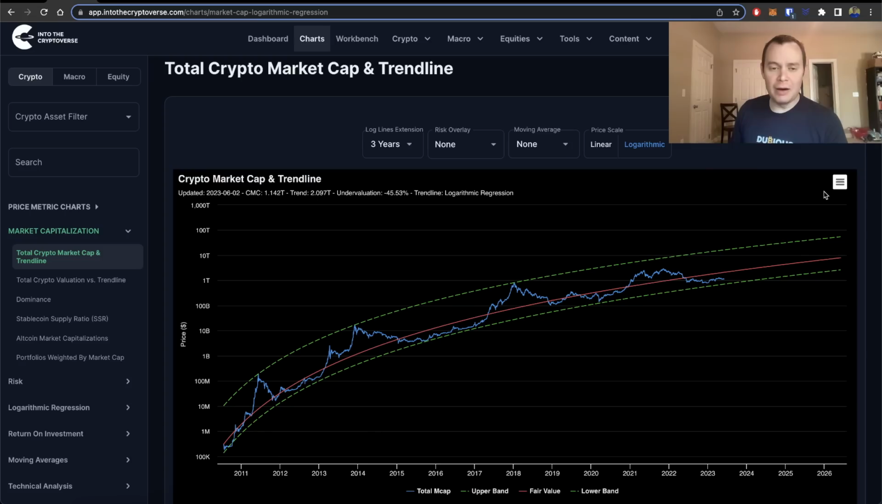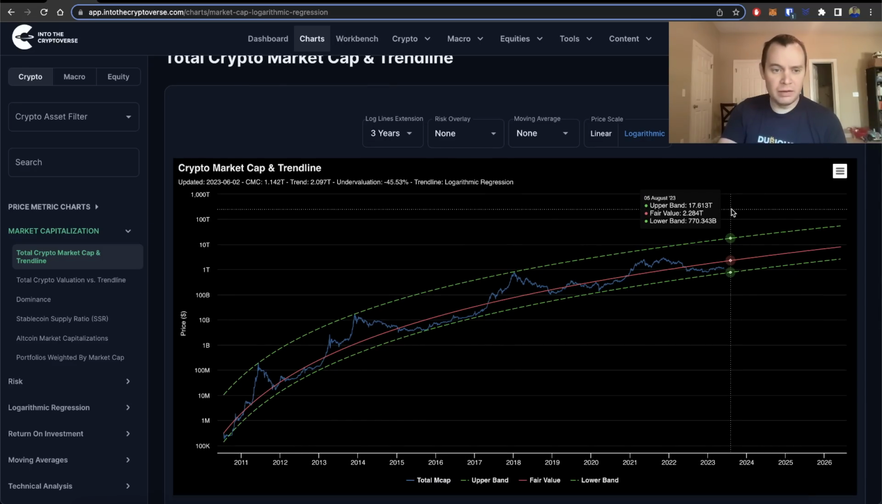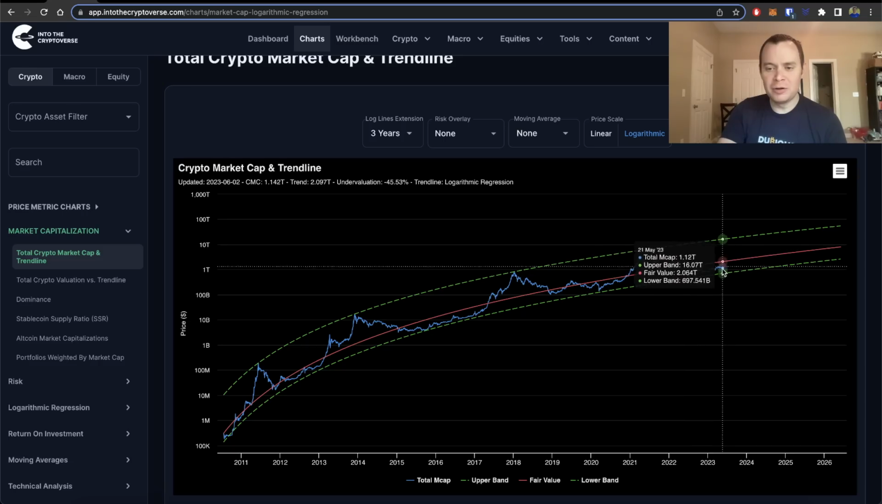And again, right now, the asset class is coming in undervalued to the tune of about 45.53%. Now, I've said many times that I would expect us to hit this lower regression trend line before we get a sustained move into the overvaluation regime. I have seen plenty of useful comments saying, well, since we didn't go to the top over here, do we have to go to the bottom over here?